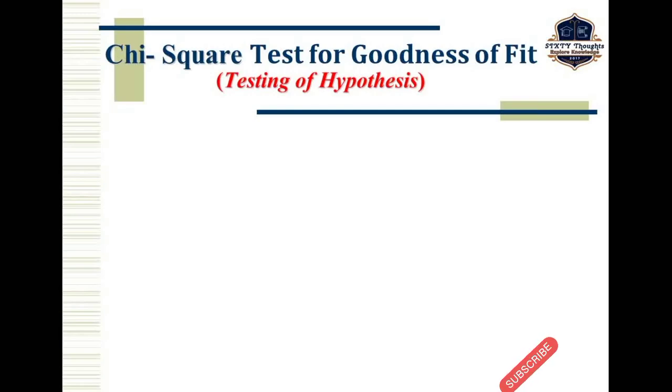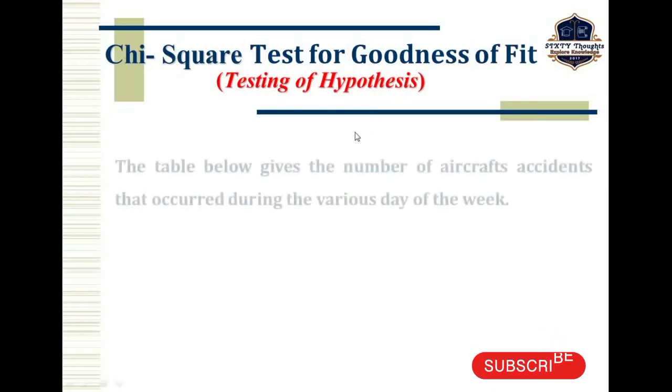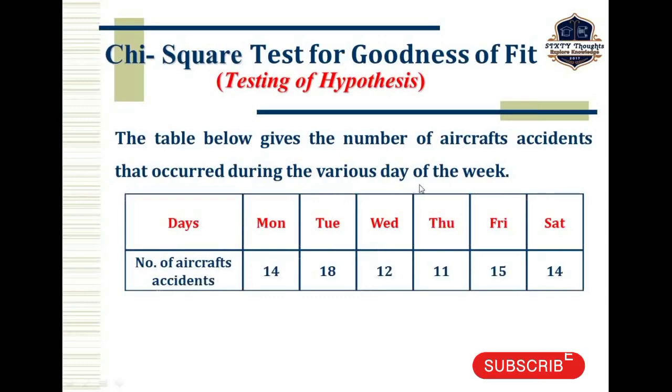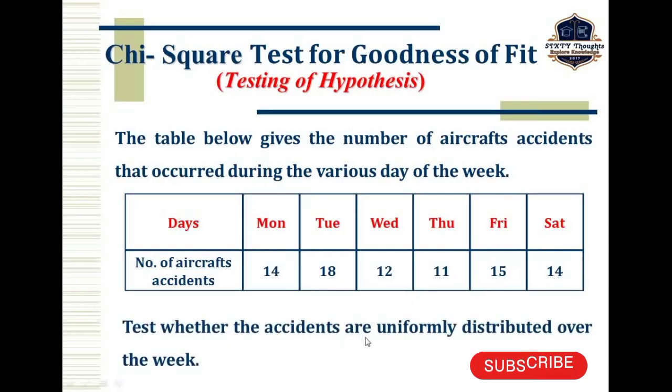In this video lecture, we discuss one of the interesting real-life applications of chi-square test for goodness of fit. Let us consider one problem. The table below gives the number of aircraft accidents that occurred during the various days of the week. We consider 6 days from Monday to Saturday and the number of accidents per day. For example, Monday 14 accidents, Tuesday 18, and likewise Saturday is 14. Test whether the accidents are uniformly distributed over the week or not.